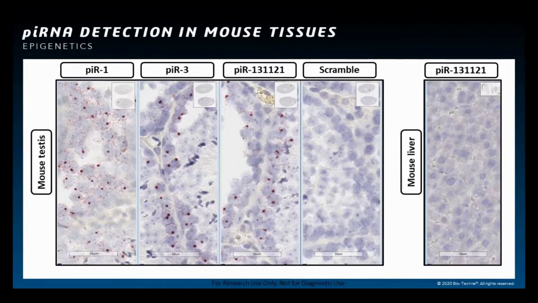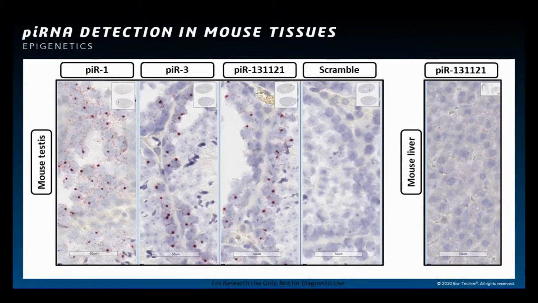Now, piRNA detection appears as very strong perinuclear punctate dots, specifically in the spermatogonia, which are undifferentiated male germline cells that eventually give rise to mature spermatozoa. Now, this staining pattern is similar to that published in other literature reports. As a negative control, as we have continued showing, we have a scramble probe where little to no signal can be observed in this particular mouse tissue.